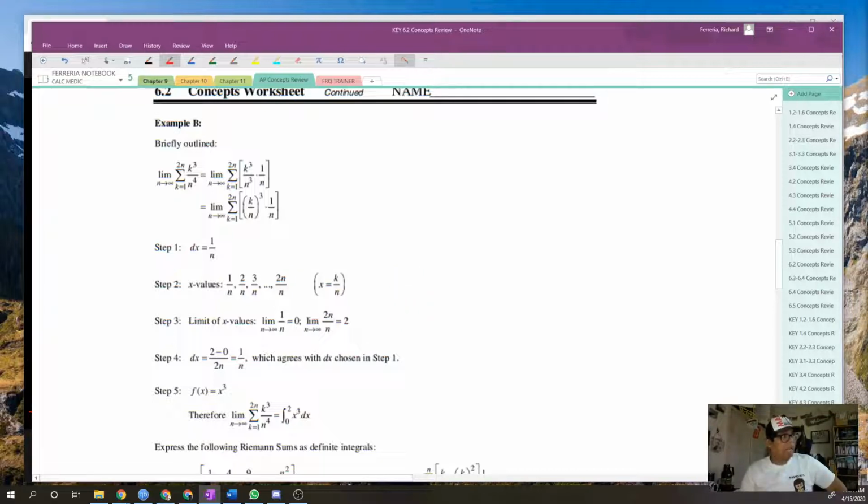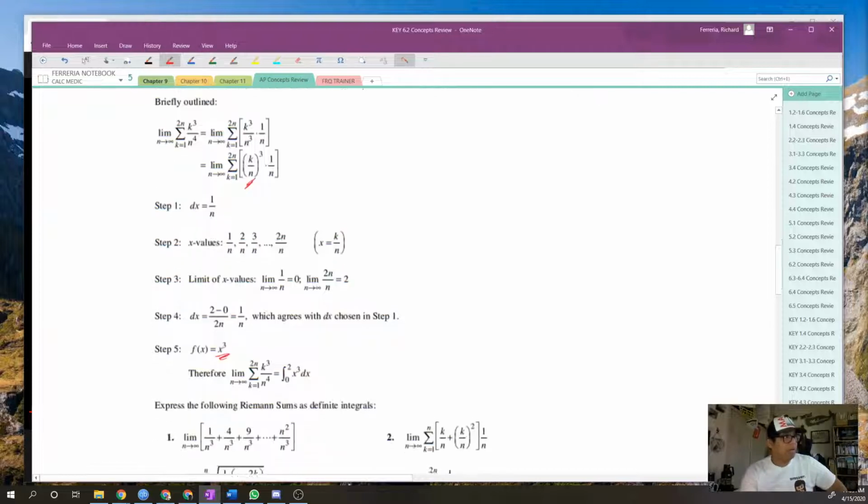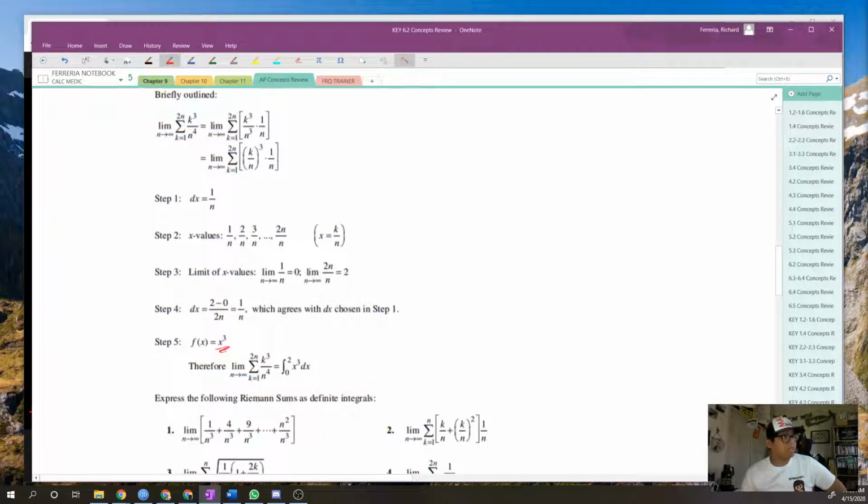Verify that you will actually get a 1 over n as your dx. So you're taking 2 minus 0, and you're dividing by 2n. So that's where all of those numbers come from. If we know that we have k over n cubed here, that means our f of x is x cubed, and our integral becomes 0 to 2 of x cubed.